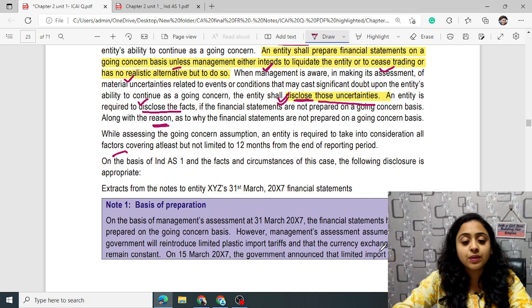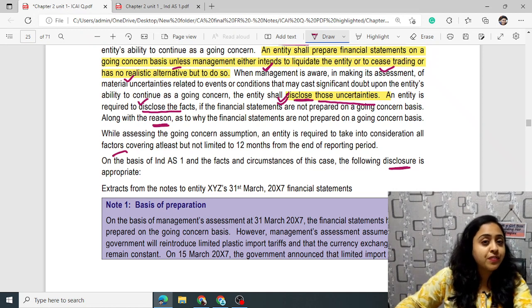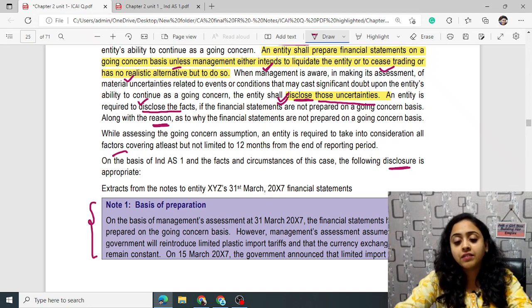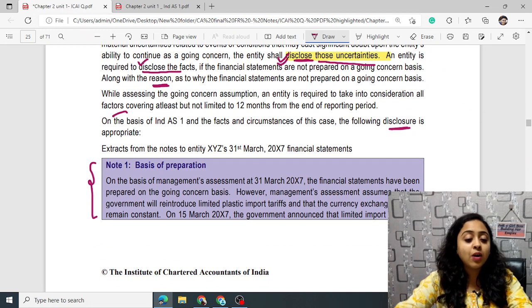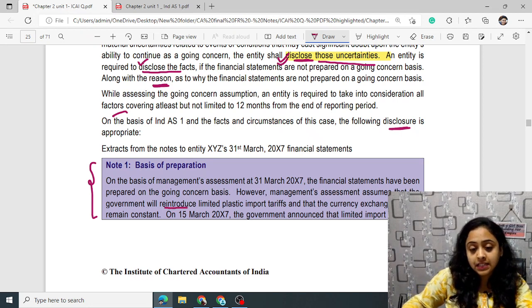On the basis of Ind AS 1, the facts and circumstances of the case, the following disclosure is appropriate. In disclosure, what do you need to do? You have to disclose the fact that such financial statements are not prepared as per going concern. Secondly, you have to state the reason why they are not prepared. Read this note, this is the answer. On the basis of management's assessment on 31st March, the financial statements have been prepared on a going concern basis. However, the management's assessment assumes that the government will reintroduce limited plastic import tariffs and the currency rate will be stable, will be constant.